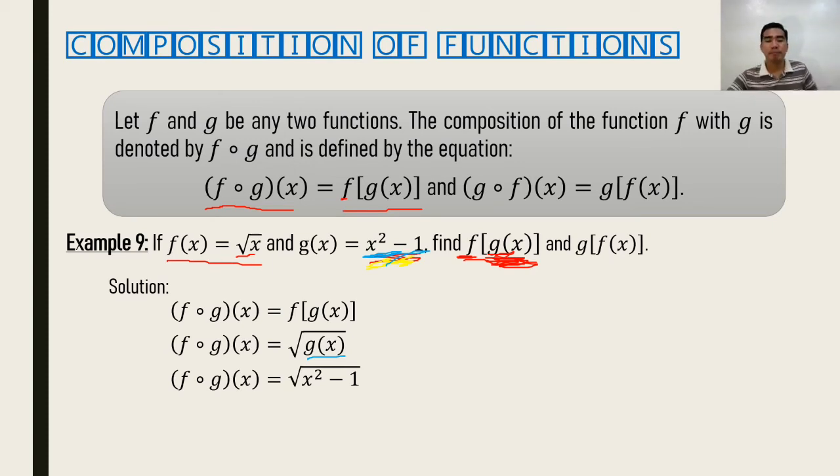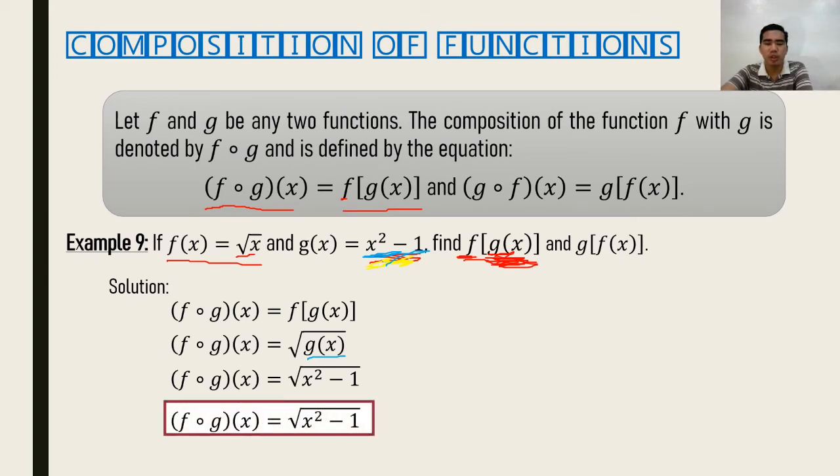Then, perform the operation. If it can be square rooted, then take the square root. If not, then don't. So, that is already the answer. Isn't it very easy? Okay? Let's proceed now to g of f of x.